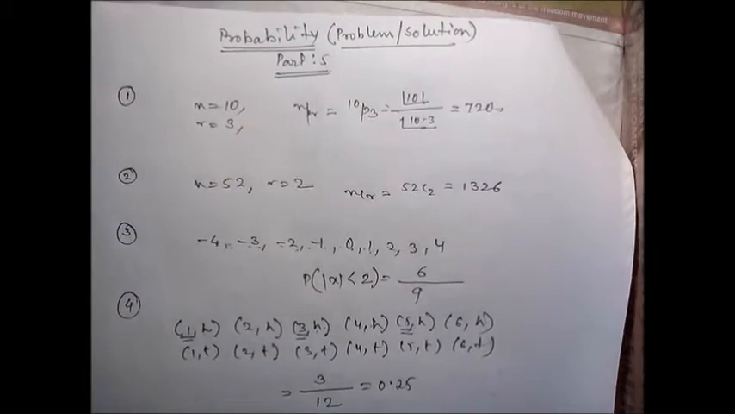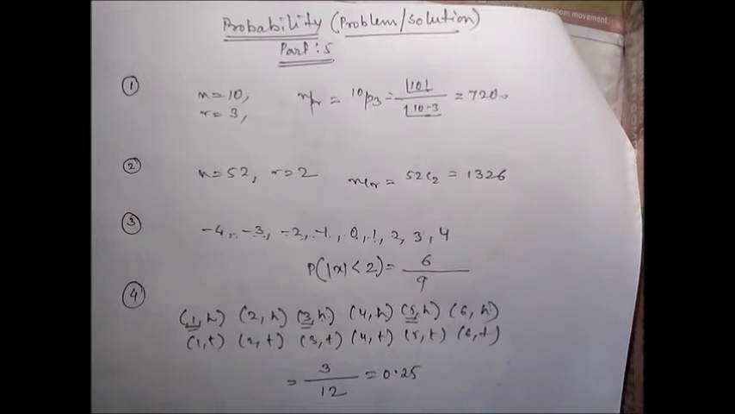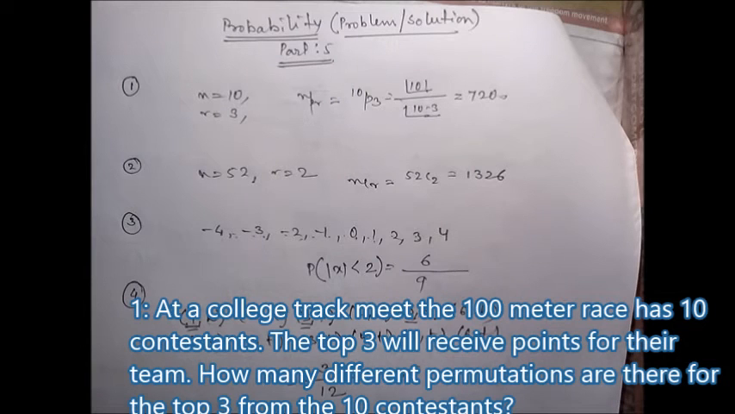Hello friends, in this video I am going to discuss different problems and solutions related to probability. So the first problem: at a college track meet, the 100-meter race has 10 contestants. The top 3 will receive points for their team. How many different permutations are there for the top 3 from the 10 contestants?